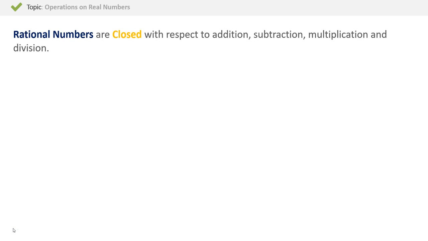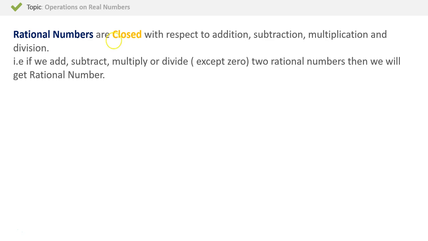What are operations on real numbers? Rational numbers are closed with respect to addition, subtraction, multiplication, and division. Rational numbers are closed. What does it mean to you? If we try to add, subtract, multiply, or divide, except 0, any two rational numbers, then what you get is a rational number.